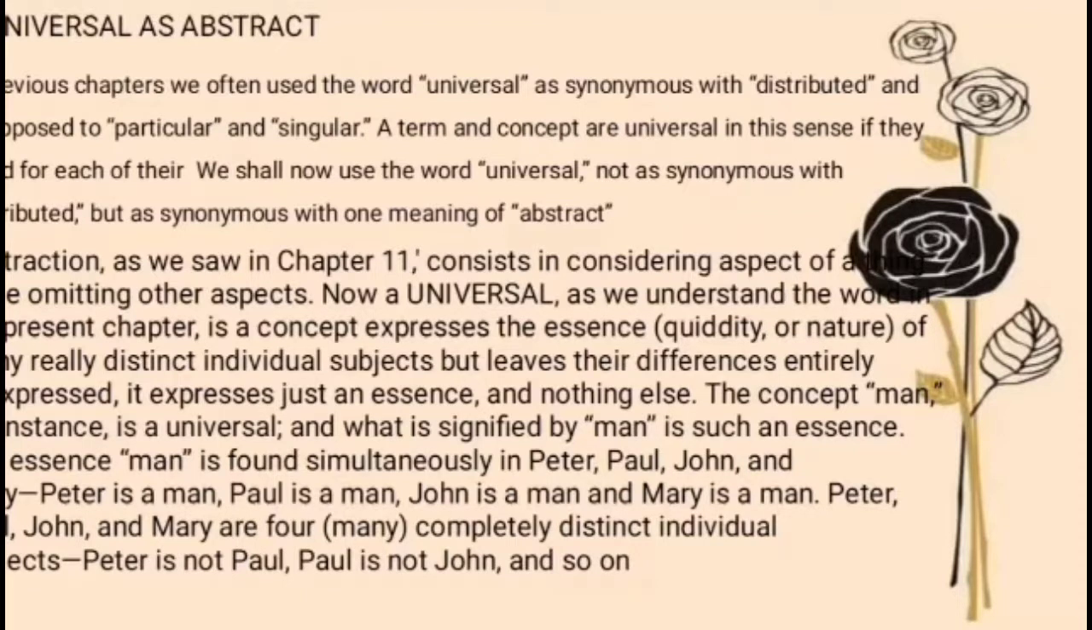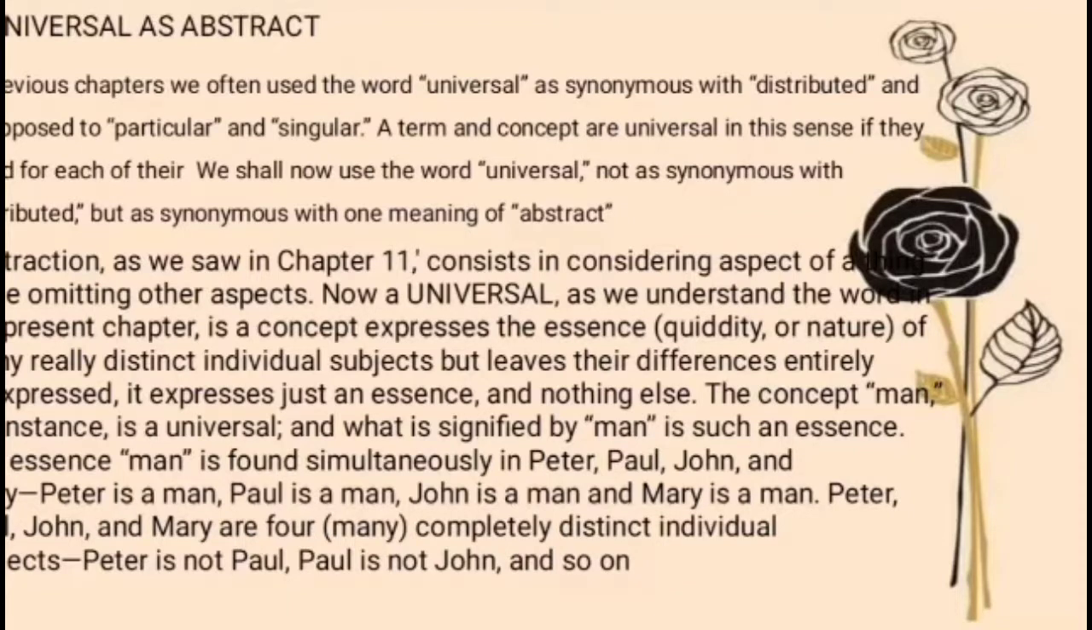Now, a universal, as we understand the word in the present chapter, is a concept that expresses the essence, quality, or nature of many really distinct individual subjects, but leaves their differences entirely unexpressed. It expresses just an essence and nothing else. The concept man, for instance, is a universal, and what is signified by man is such an essence. The essence man is found simultaneously in Peter, Paul, John, and Mary. Peter is a man, Paul is a man, John is a man, and Mary is a man, at least in the sense that she is a subject having a human nature.